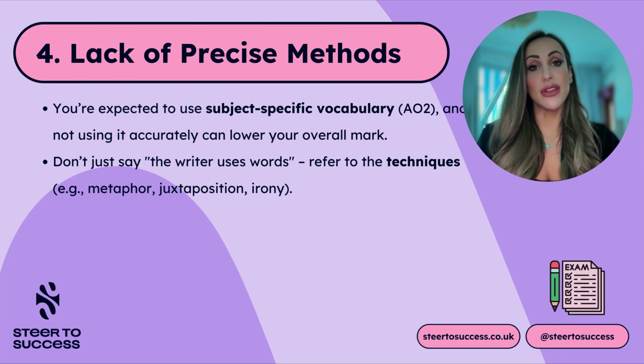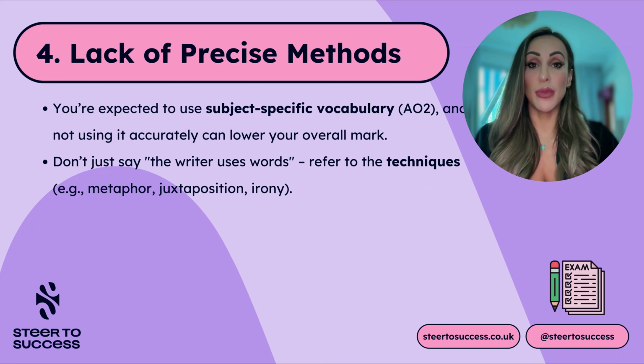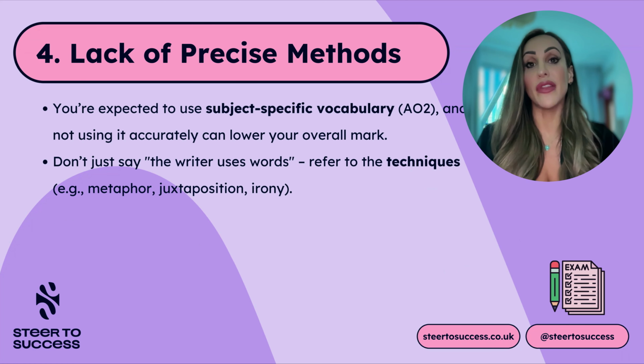And the next thing that students often overlook is a lack of precise methods. You are expected to use subject-specific vocabulary, that is AO2. And it's not just language analysis. We've got a whole session on that. AO2 is not just language analysis. And if students are not using that accurately, that can result in your mark being lower overall.